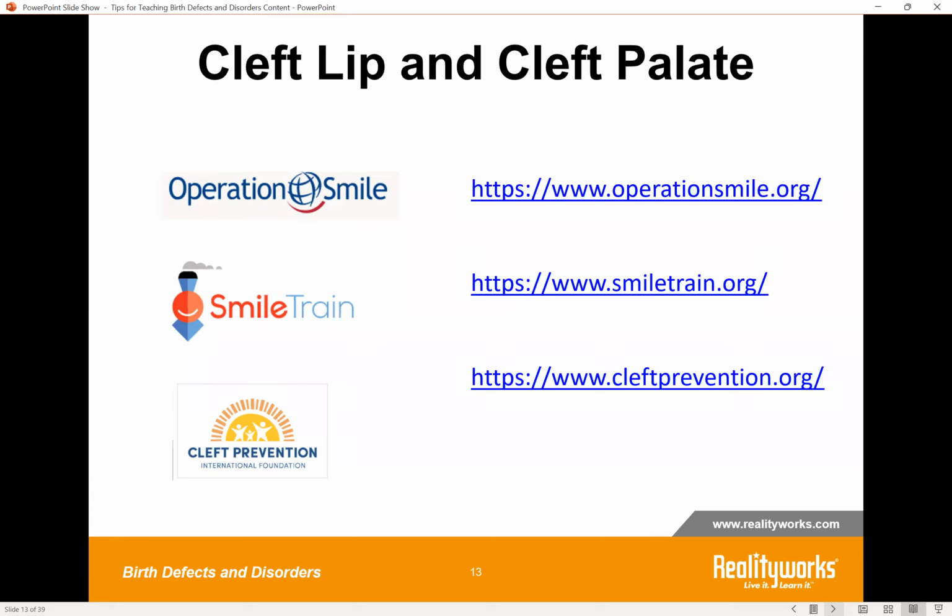The third one is called the Cleft Prevention International Association. And the purpose of this group is to prevent cleft lip and palate anomalies. And cleft lip and palate are the second most common birth defect and the first most common and serious anomaly of the face and mouth. And these affect about 230,000 newborns in the world every year. And if you go to this website, there's just a lot of information there that's very helpful.